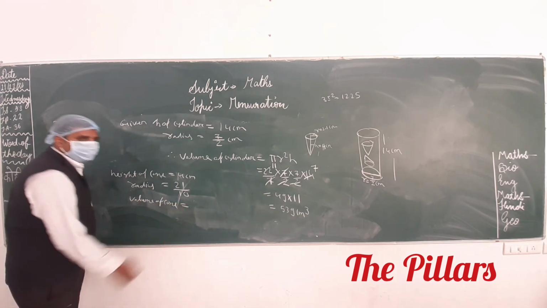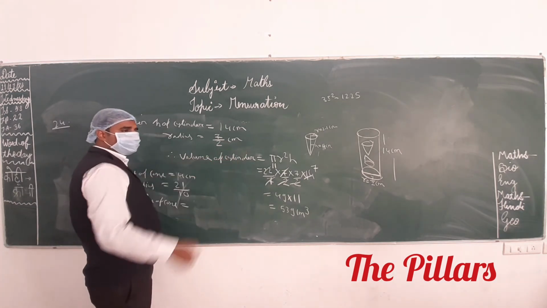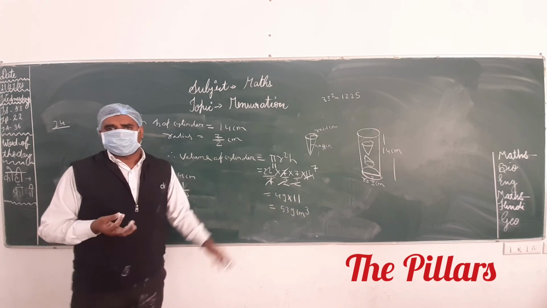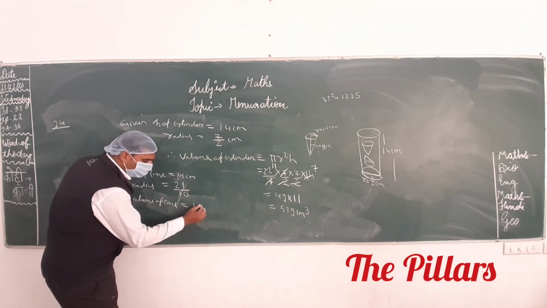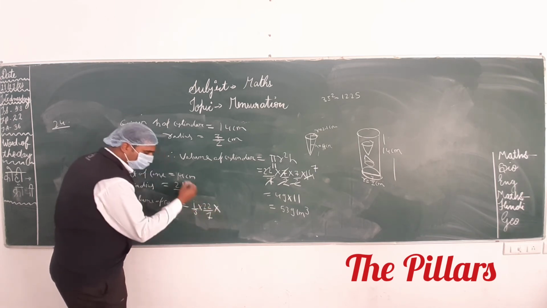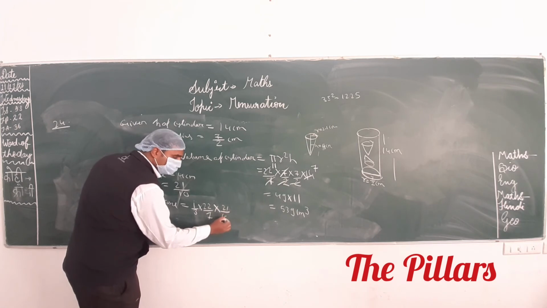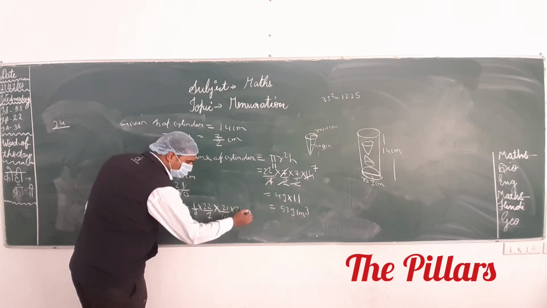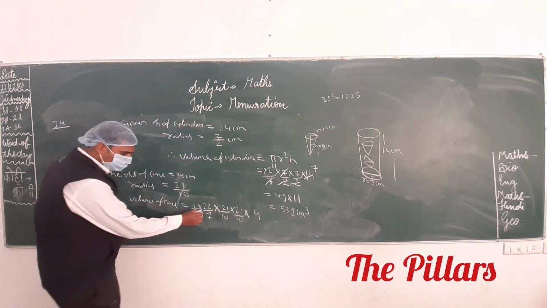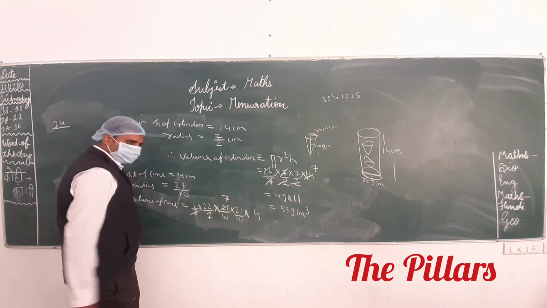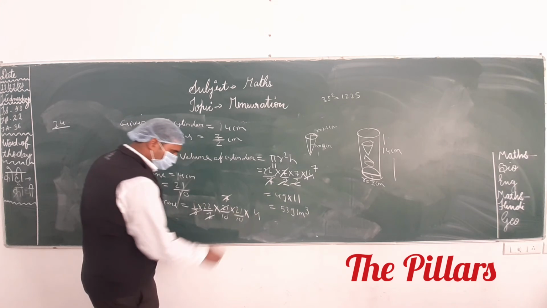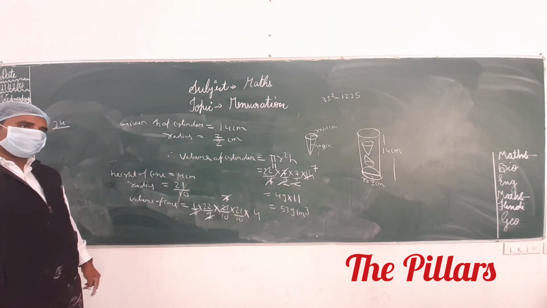What is the volume of the cone? It is one third of the volume of the cylinder. It is 1 by 3 of pi r square h: 1/3, pi value 22/7, r square 21/10 into 21/10, into the value of h, 4. 3 sevens are 21, 7 and 7 cancel out. Then 22 fours are 88.